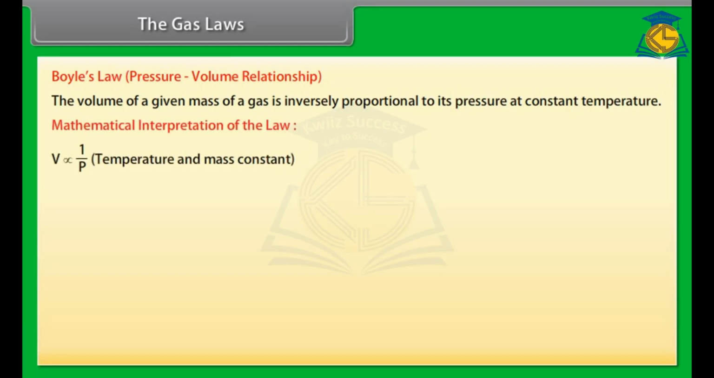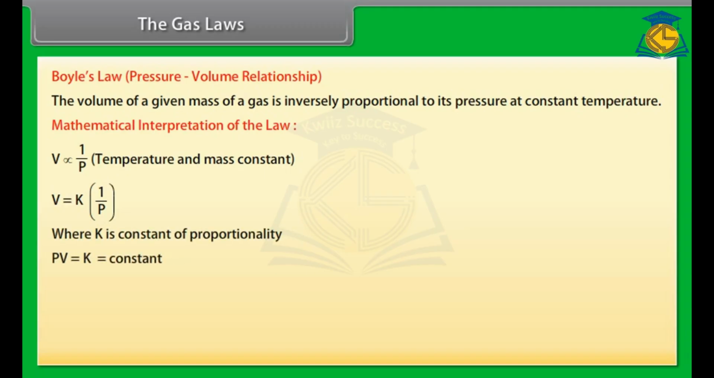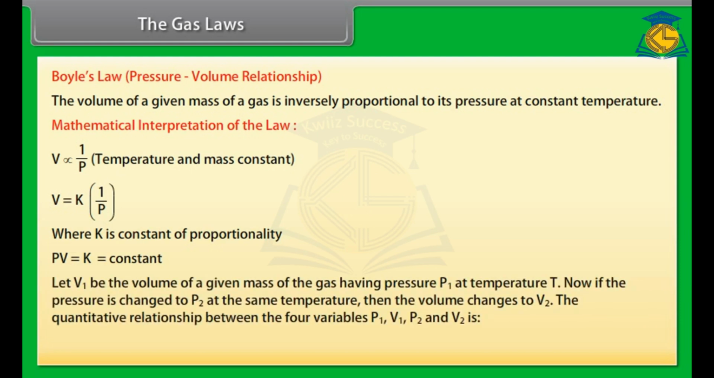Volume is inversely proportional to pressure at constant temperature and mass. V is equal to K into 1 by P, where K is the constant of proportionality. PV is equal to K is equal to constant. Let V1 be the volume of a given mass of a gas having pressure P1 at temperature T. Now, if the pressure is changed to P2 at the same temperature, then the volume changes to V2. The quantitative relationship between the four variables P1, V1, P2 and V2 is P1 V1 is equal to P2 V2 at constant temperature and mass.